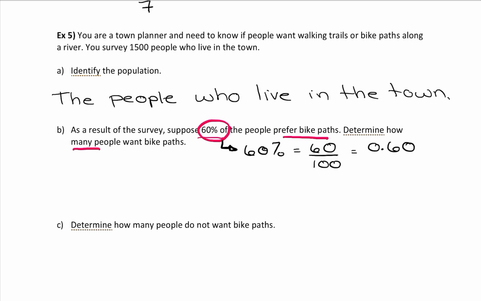The trick is you could take 60% and turn it to a decimal just by moving the decimal 2 places to the left. We're now going to take the total number of people and times it by 60% as a decimal. So that means there are 900 people who want bike paths.